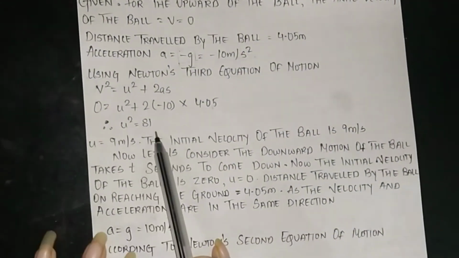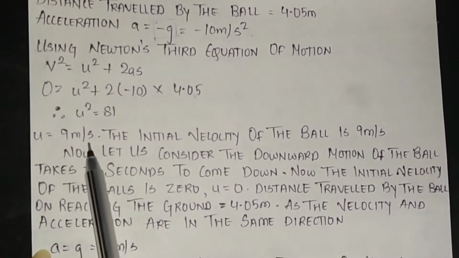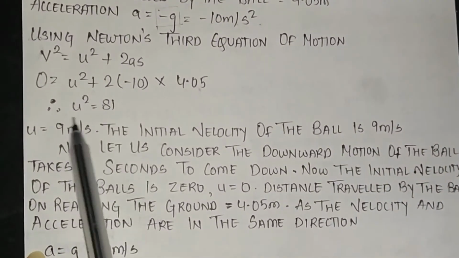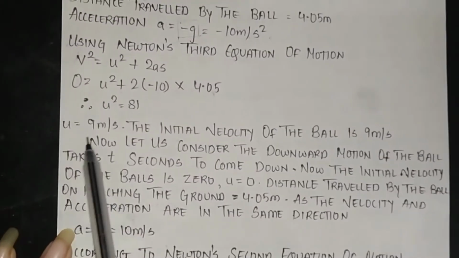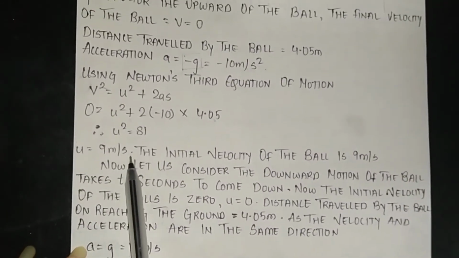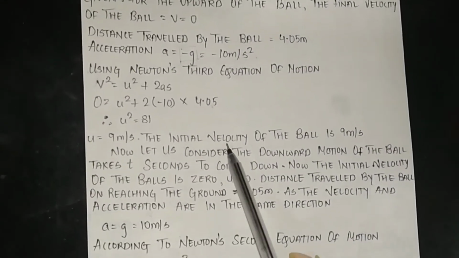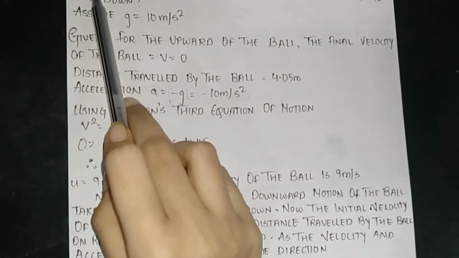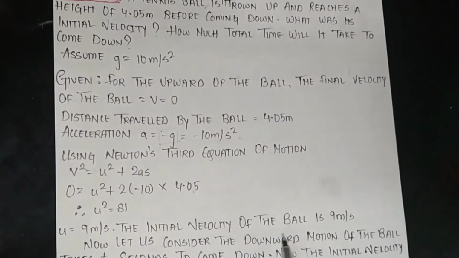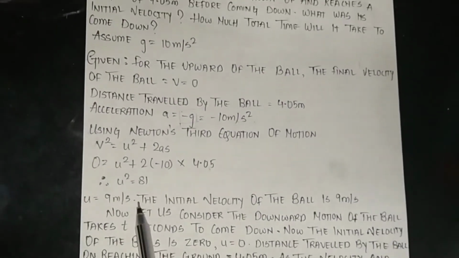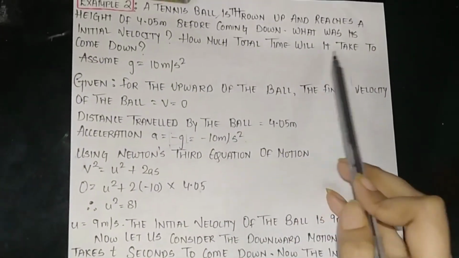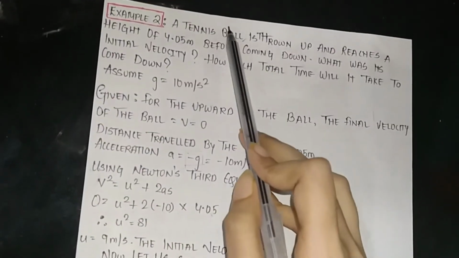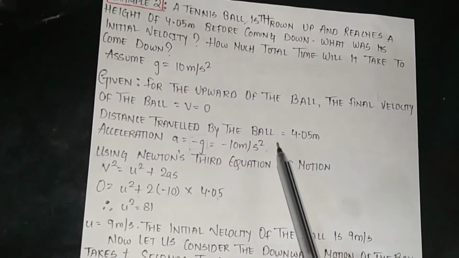U square is equal to 81. U is equal to 9 meter per second. By taking the square root, we can easily write the value of u is equal to 9 meter per second. The initial velocity of the ball is 9 meter per second. Now we have calculated the initial velocity, that is 9 meter per second. Now we have to calculate how much time it will take to come down, means how much time the tennis ball takes to come down to the ground.